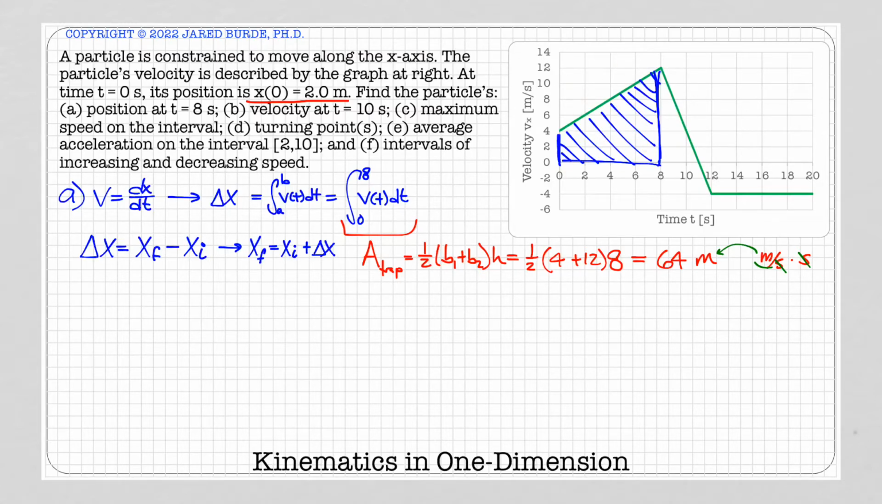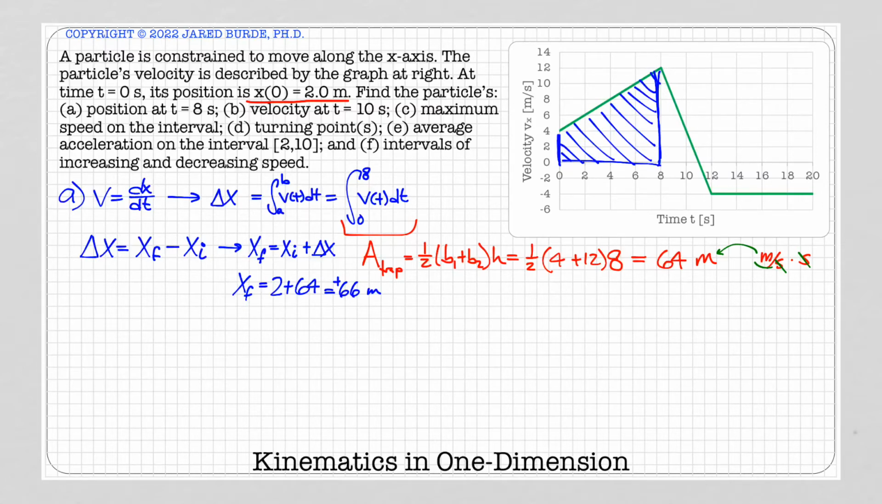So in this case, my initial position here is 2 meters. I go an additional 64 meters. And so my final position in this case will be 66 meters. This is a positive quantity, so I'm 66 meters to the right of the origin.